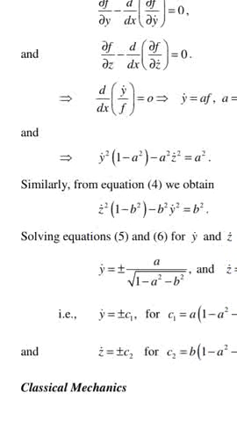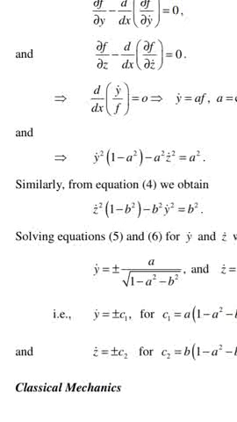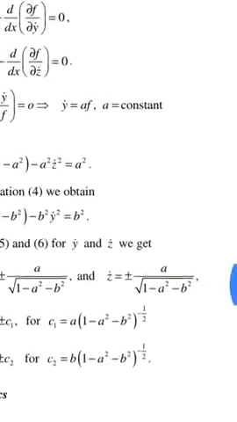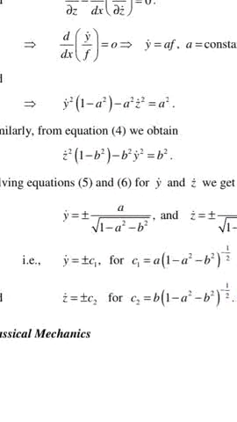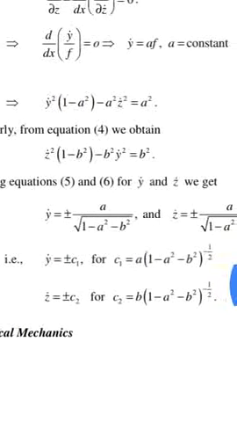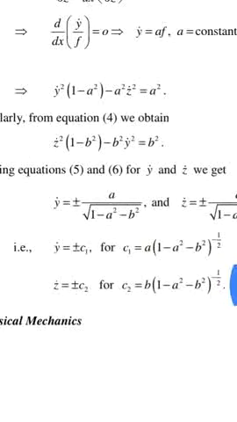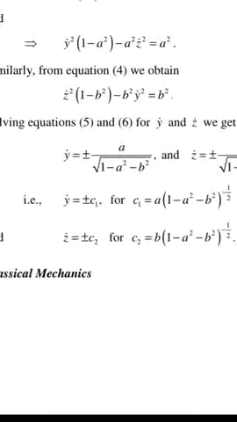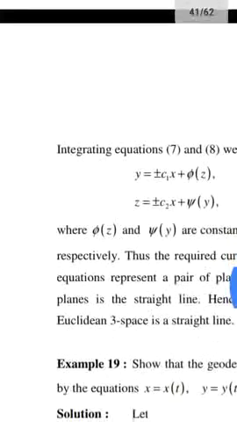Similarly, from equation 4 we obtain z dot squared (1 − b² y dot squared) = b², and solving this for y dot and z dot, we get y dot = ± a divided by the square root of (1 − a² − b²), and z dot = ± b divided by the square root of (1 − a² − b²). Therefore y dot = ± c1 and z dot = ± c2.